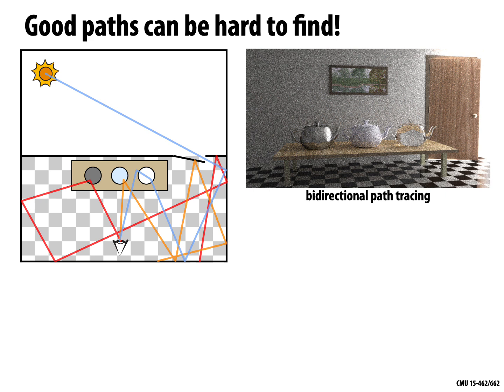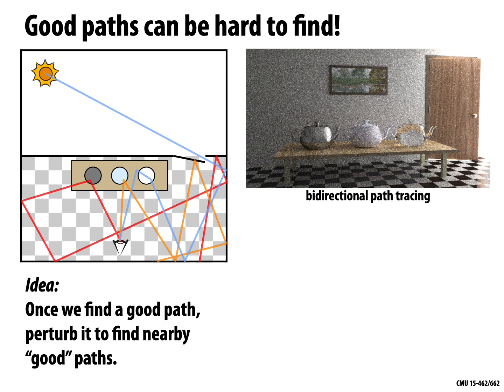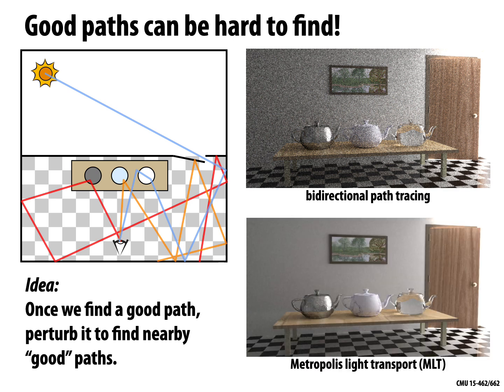So here's a new idea, which is to say, look, some good paths are really, really hard to find. They might carry most of the illumination in the scene, but they're really hard to find. So what we're going to do is once we find a good path, rather than throwing it away and starting over again, we're going to perturb it a little bit. We're going to just move our degrees of freedom a little bit, maybe change the angles ever so slightly to find nearby good paths. And that's the idea behind something called Metropolis light transport. So here's an image generated of the same scene, much less noisy, and in much less time.